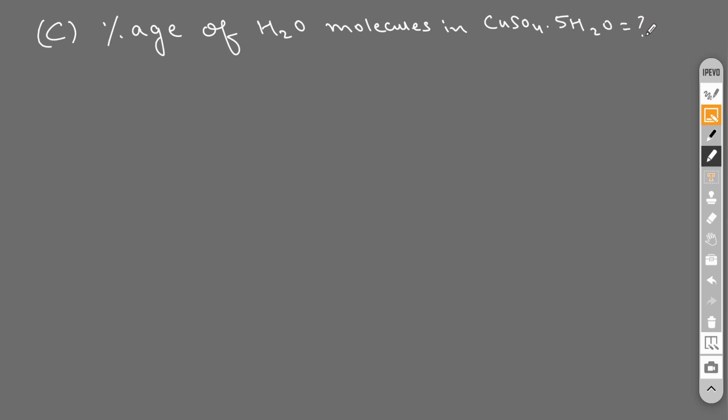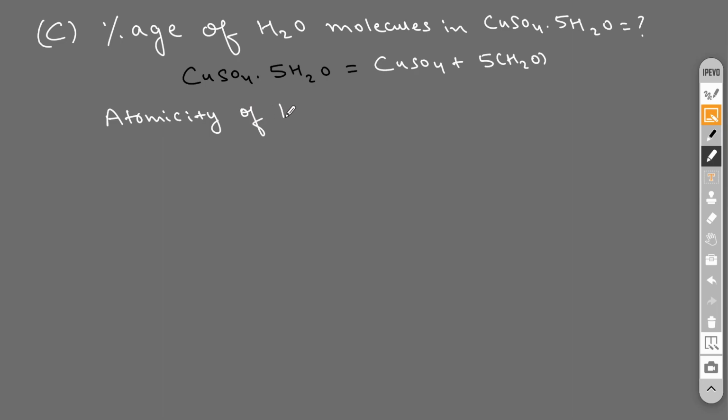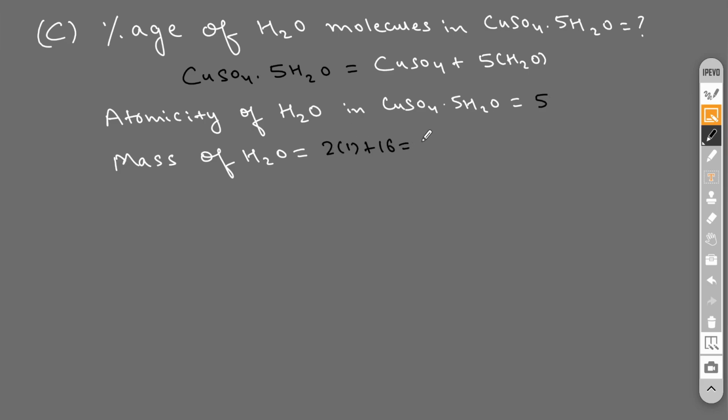Now moving to the last part, we have to calculate percentage of H2O molecules in CuSO4.5H2O. So we'll write where H2O molecules are present in this compound. So CuSO4.5H2O is composed of CuSO4 plus 5 H2O molecules. Here atomicity of H2O in CuSO4.5H2O and mass of H2O, we will write these values. Here atomicity is 5 and mass of H2O is 2 times 1 plus 16, which is 18 gram per mole.